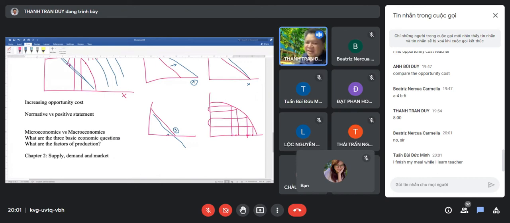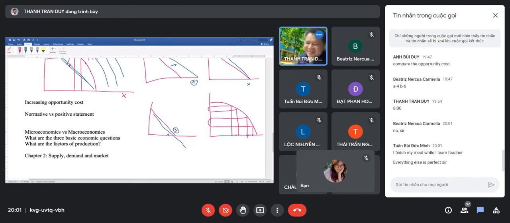Yes, one convenient way of online learning is we can eat and learn at the same time. Okay, so you can eat and learn at the same time, right?